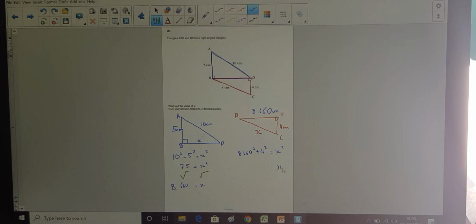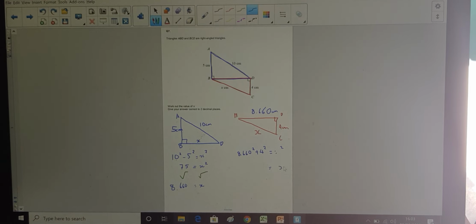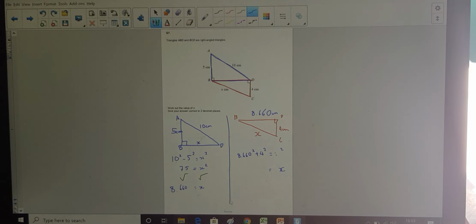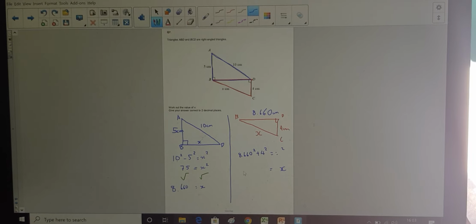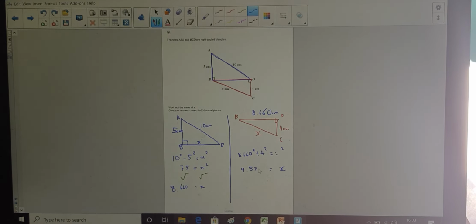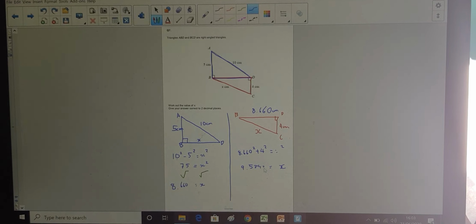I've missed a step here. So x is equal to the square root of that answer, which is 9.5393, etc. It asks for it to 2 decimal places, therefore it will be 9.54 centimeters to 2 decimal places.